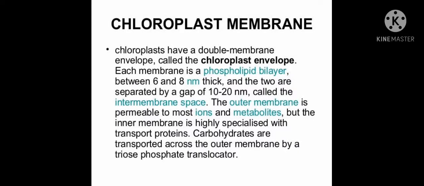That gap is nothing but what? The intermembrane space. In between the two membranes, whatever space is there is known as the intermembrane space. The outer membrane is permeable to most ions and metabolites, but the inner membrane is highly specialized with transport proteins. Carbohydrates are transported across the membrane by a triose phosphate translocator.